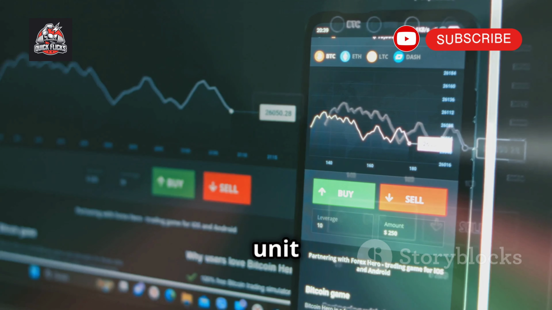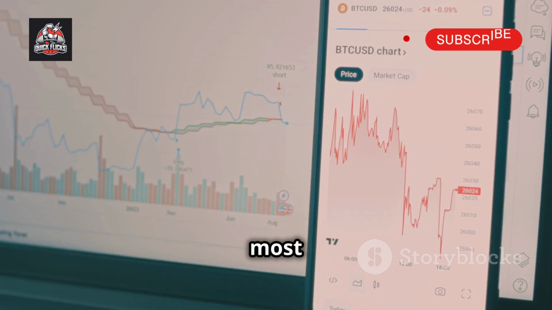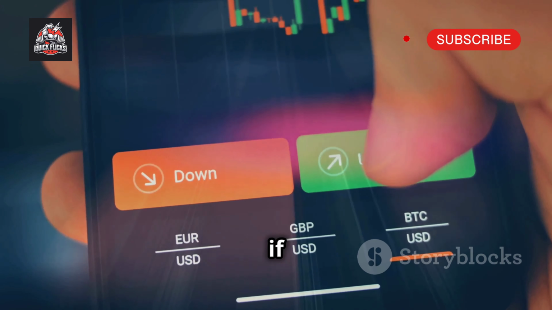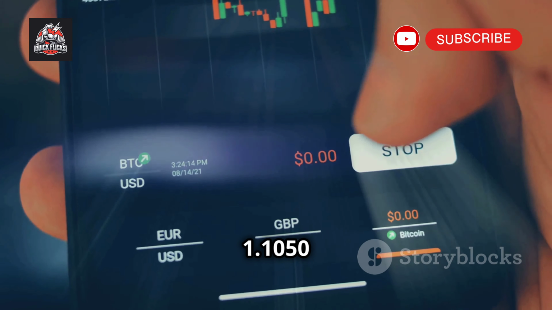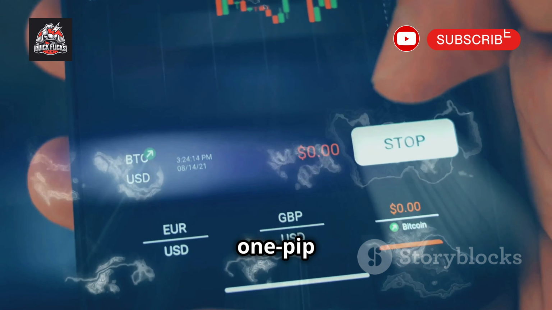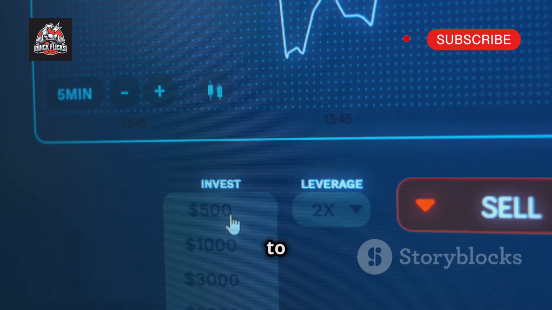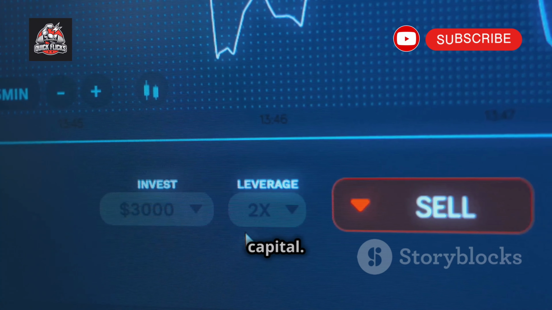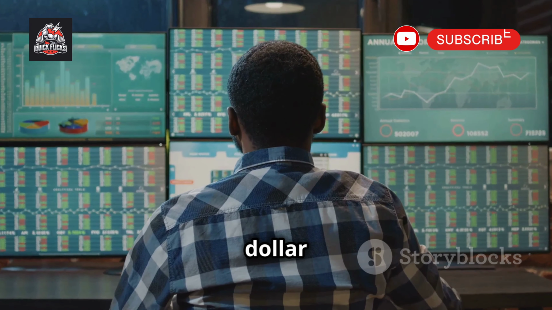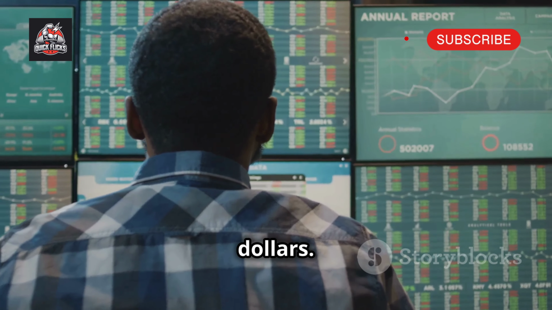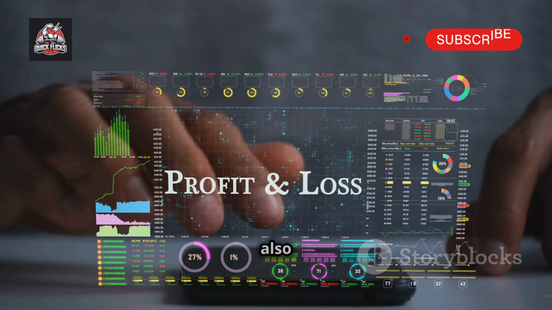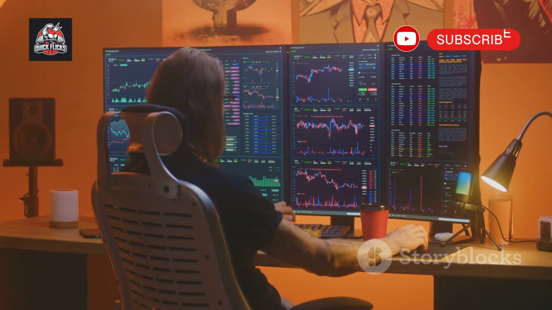Pips are the smallest unit of price movement in a currency pair. For most pairs, a pip is a movement of 0.0001. So, if the EUR-USD moves from 1.1050 to 1.1051, that's a 1 pip movement. Leverage allows traders to control larger positions with a smaller amount of capital. For example, with 50-to-1 leverage, you can control a $50,000 position with just $1,000. While leverage can amplify your profits, it's crucial to remember that it can also magnify your losses.